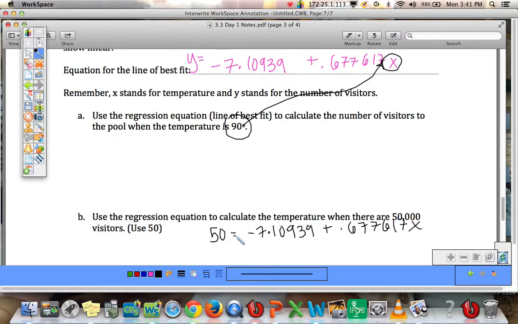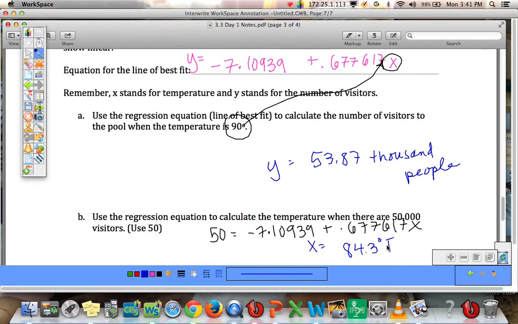Okay, so the second one, solve for x, use algebra. The first one, plug in a 90, and you can just plug that right into your calculator. If you want to check, for this one, I get y equals about 53.87 thousand people. And for this one right here, if we solve for x, temperature was about 84.3 degrees. Okay, so there's using the calculator to find the line of best fit, and then using that line of best fit to calculate two things, number of visitors and also temperature.